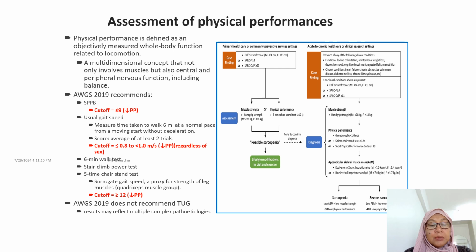Alternately, we can use the 6-minute walk test that measures the distance walked in 6 minutes, or the stair climb power test that measures the time taken to climb a set number of stairs. Or we can also use the 5-time chair stand test as a surrogate for gait speed and leg muscle strength, with a cutoff of more than 12 indicating poor physical performance. These tests provide a comprehensive assessment of physical performance and can help identify functional limitations.